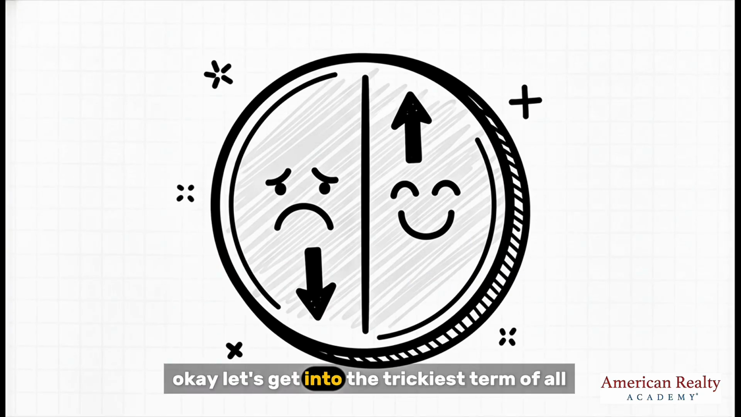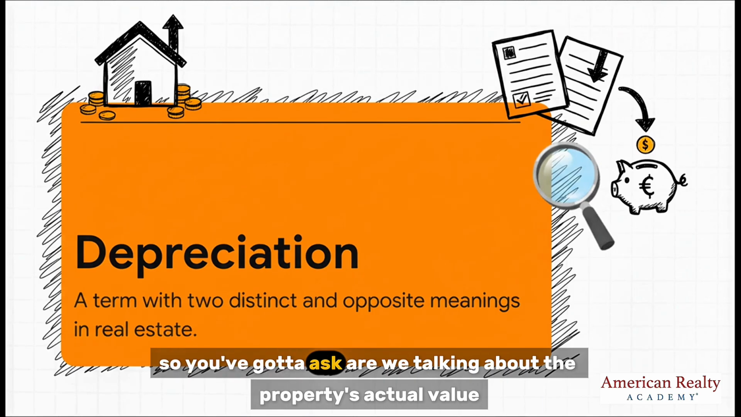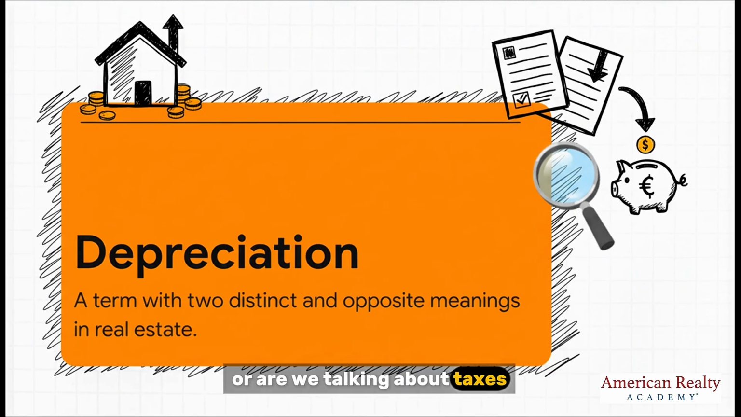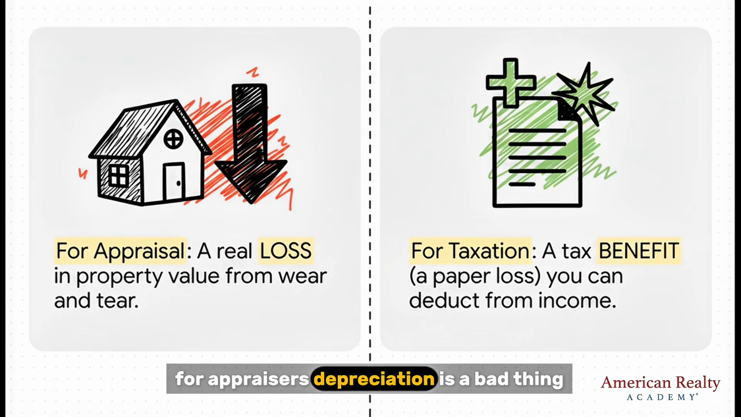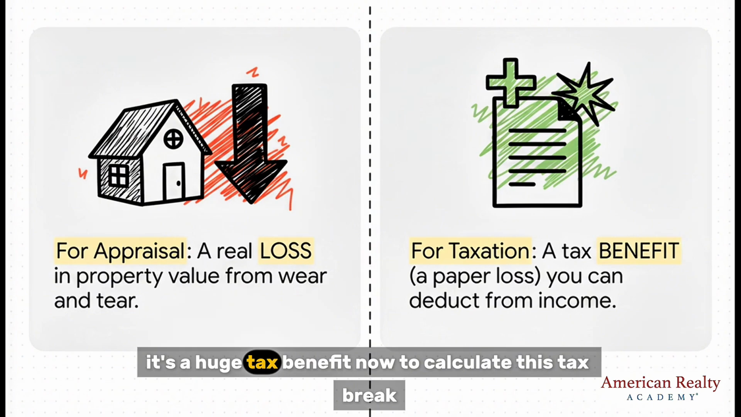Okay, let's get into the trickiest term of all, depreciation. It has two totally opposite meanings. So you've got to ask, are we talking about the property's actual value, or are we talking about taxes? For appraisers, depreciation is a bad thing, a loss in value. But for the IRS, it's a huge tax benefit.